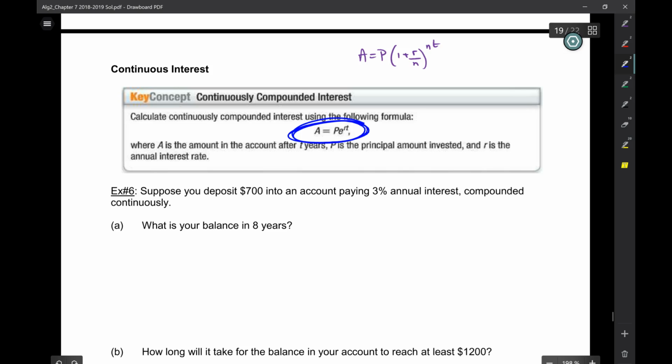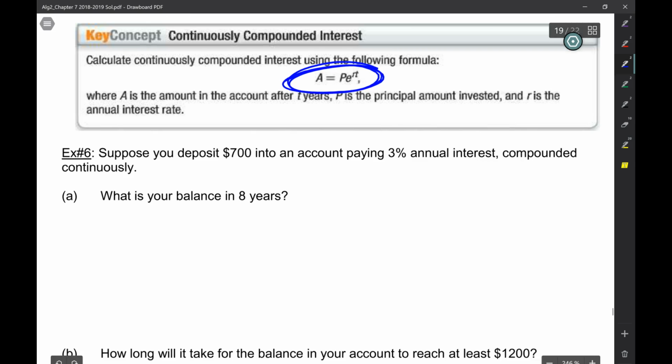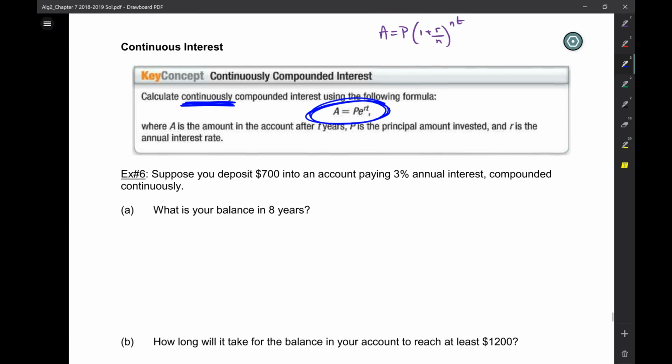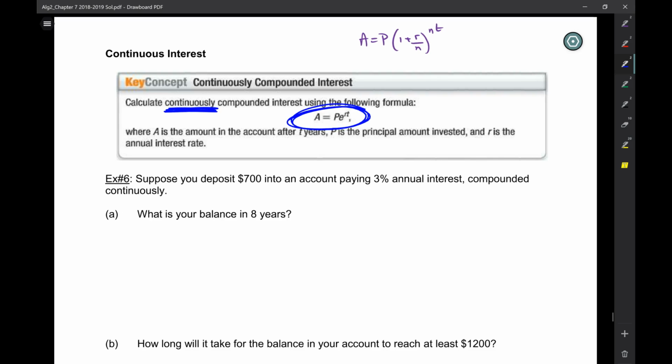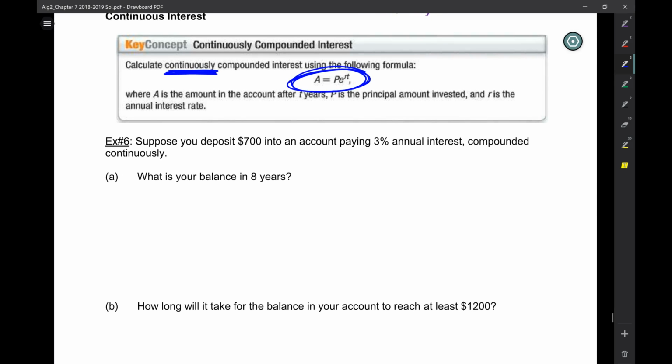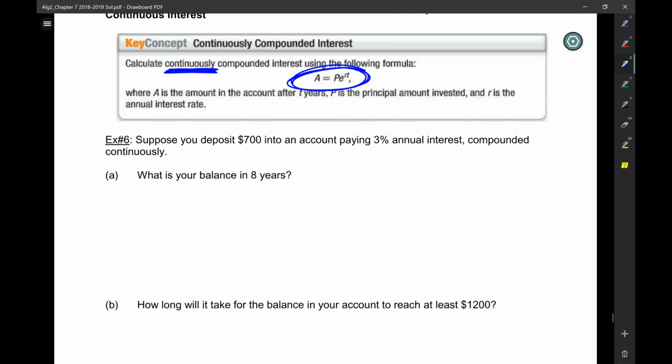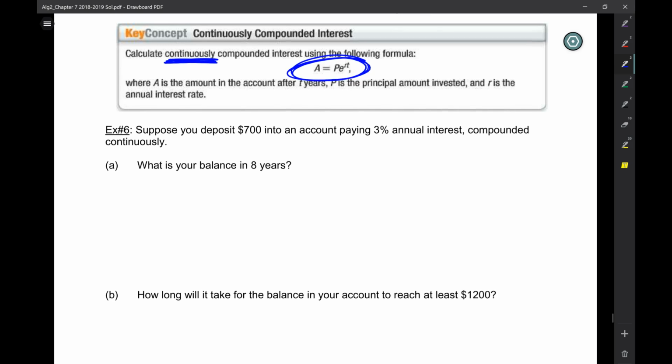So what's the same? Is P the same? P is the same. What else? R is the same R, T is the same T, but now you have e. You only use it when you see the word continuously. Okay? So, here we go. Suppose you deposit $700 into an account paying 3% compounded continuously. What is your balance in 8 years?